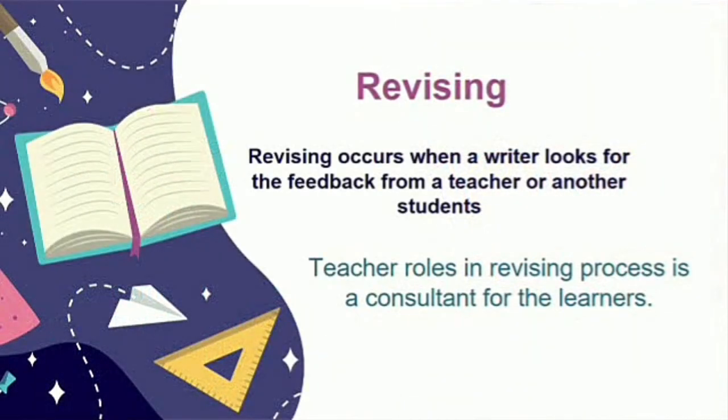Okay, the third step is revising. Revising occurs when a writer looks for feedback from a teacher or another student. Here, children in fact have a tendency to think that once words are down on paper, they have finished the writing. The young learners also see the teacher's role as being a copy editor, fixing all spelling and grammar errors. So the learners are not being independent in correcting their own work.